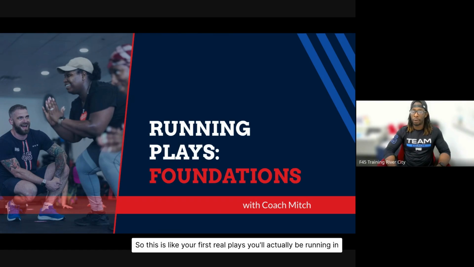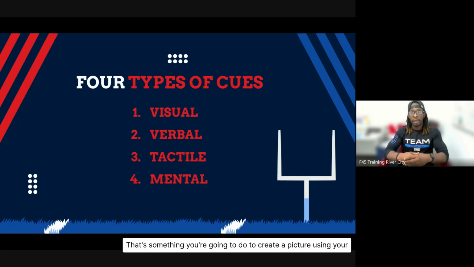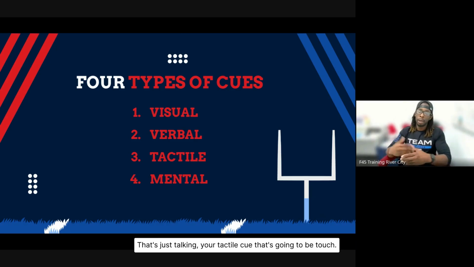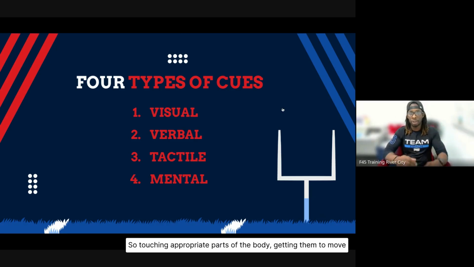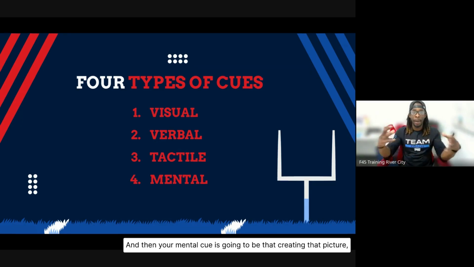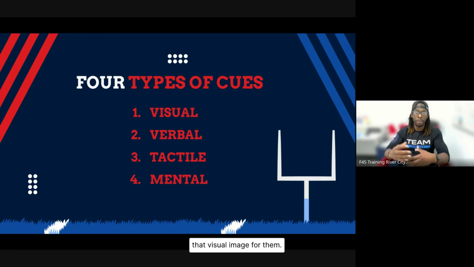So this is like your first real plays you'll actually be running in the studio. So we're going over cues today. We have our visual cue. That's something you're going to do to create a picture using your body, using your hands, for that person to get them to move correctly the way you want them to. You have your verbal cue. That's just talking. Your tactile cue, that's going to be touch. So touching appropriate parts of the body, getting them to move correctly. And then your mental cue is going to be creating that picture, that visual image for them.